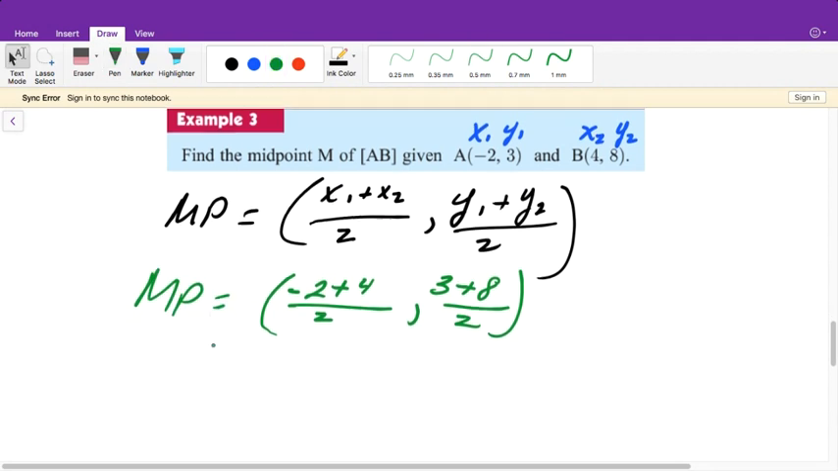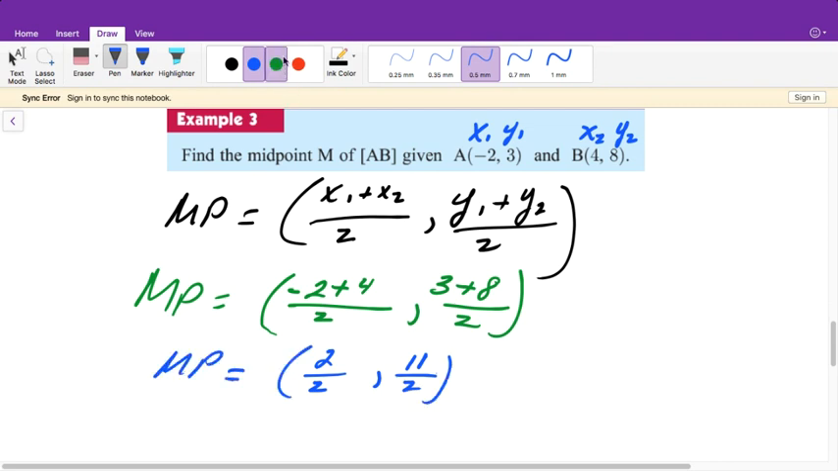And then I will just go ahead and finish this off by doing the computations. -2 plus 4 is going to give me 2 over 2, and 3 plus 8 is 11 over 2. And then we just simplify our fractions as much as we can. Honestly, I don't care how you leave this fraction. 2 divided by 2 is 1, so that one must be simplified.